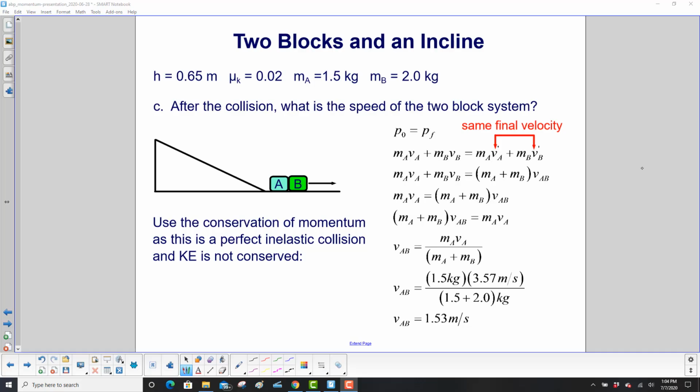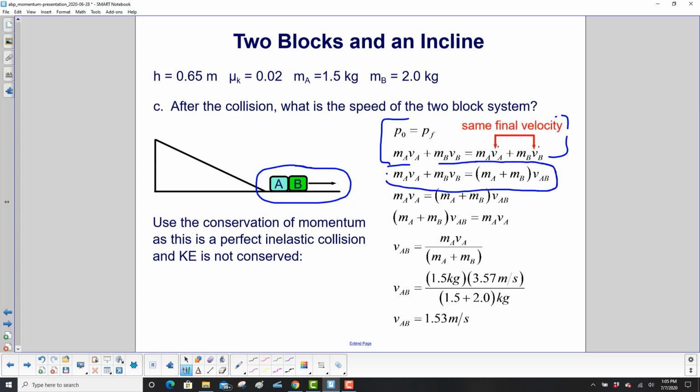This is very similar to the ballistic pendulum, but first let's look at the nice picture here. We want to find the speed of the two-block system. See how they're contacting each other and they're both moving off together. So this is a perfectly inelastic collision. We covered this part in the last section, so let's jump right to here.